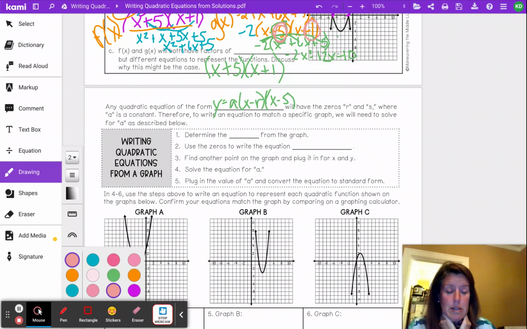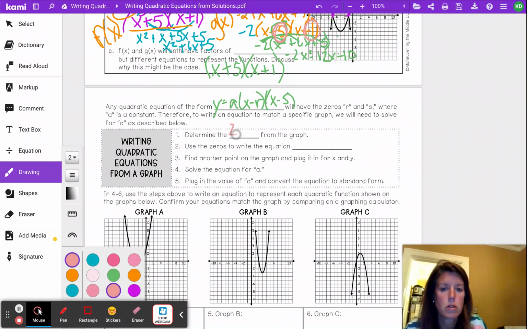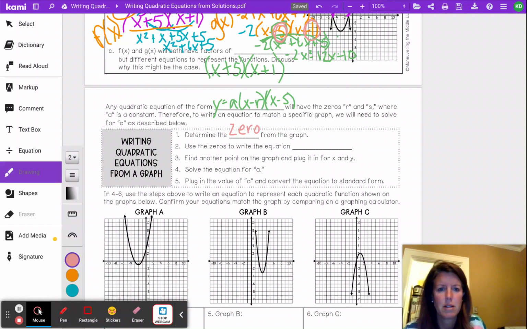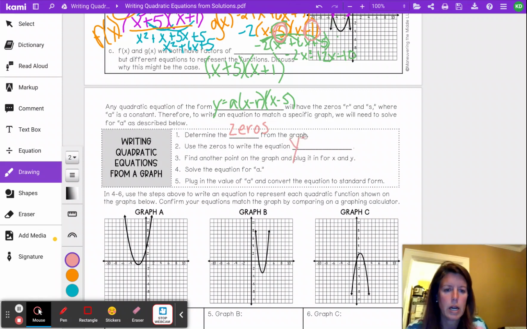Okay, so a checklist. A checklist is always good because it helps you get in the process of doing it. So determine the zeros. Is that right? Zeros? No, it doesn't have an E. Sorry, I'm not an English teacher. Sorry, Miss Ingram. Determine the zeros from the graph and use those zeros to write the equation, this exact same equation, y equals a times x minus r, and then x minus s.